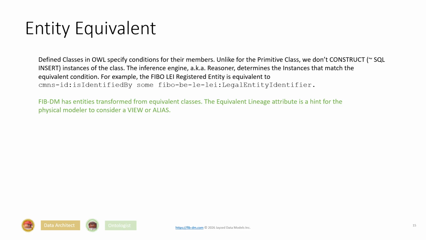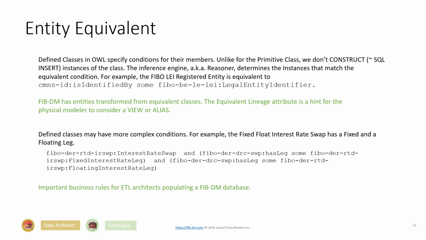So FIB-DM has entities transformed from equivalent classes. The equivalent lineage attribute is for the physical modeler to consider a view or alias. Defined classes may have more complex conditions. For example, here a fixed float interest swap has a fixed and a floating leg. And these are important business rules for ETL architects populating a FIB-DM database.